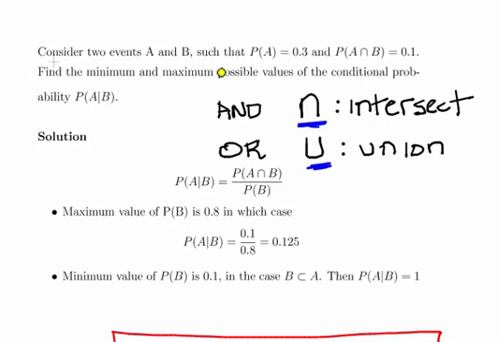So consider two events A and B such that the probability of A equals 0.3 and the probability of A intersection B is 0.1. So find the minimum and maximum possible values of the conditional probability A given B.